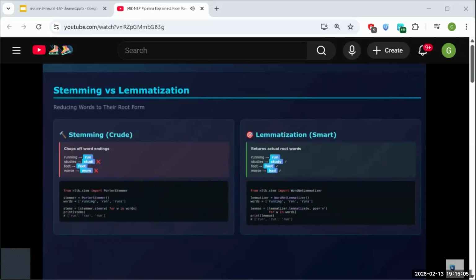Now, there's a key difference between stemming and lemmatization. Stemming is cruder, it just chops off word endings. Sometimes you get weird results like studi from studies. Lemmatization is smarter. It uses vocabulary and morphological analysis to return the actual root word. Studies become study, a real word. Here's how both work in practice. For most applications, lemmatization gives better results, but stemming is faster.